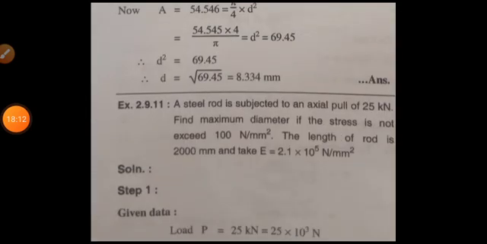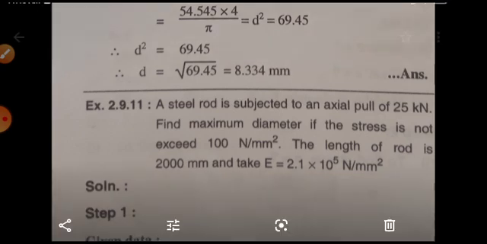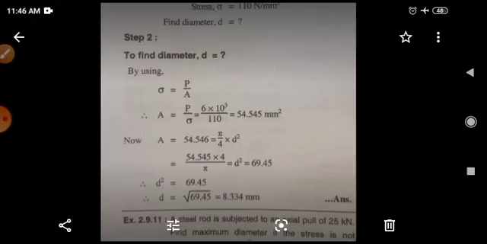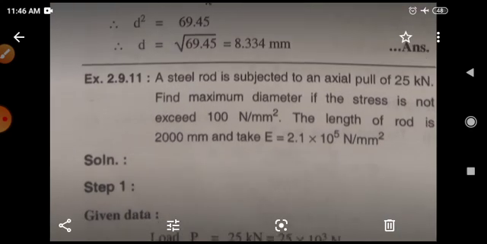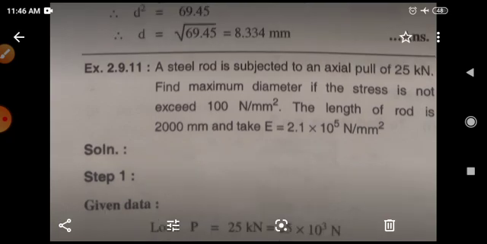Here is one more problem I have given you, which is the same as the previous one. A steel rod is subjected to an axial pull of 25 kilonewton. Find the maximum diameter if the stress does not exceed 100 Newton per meter square. The length of the rod is 200 millimeter and take E equal to 2.1 into 10 raised to 5 Newton per millimeter square. So this is the problem. Again, write all this given data and try to solve it.